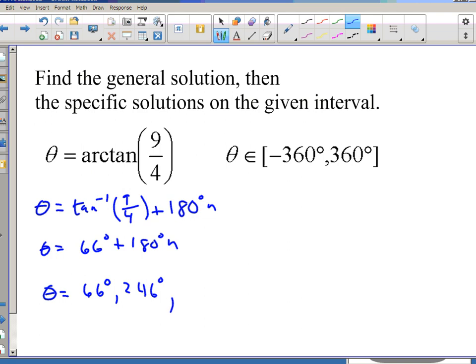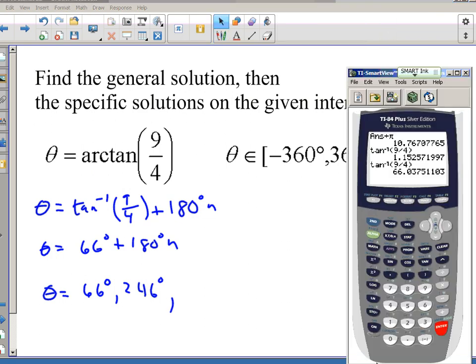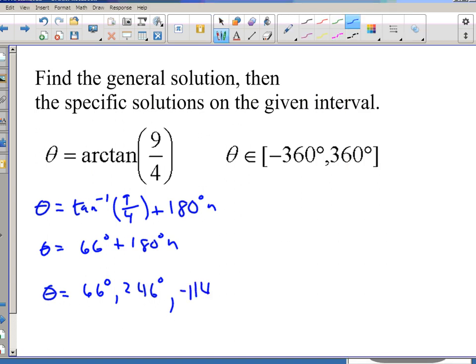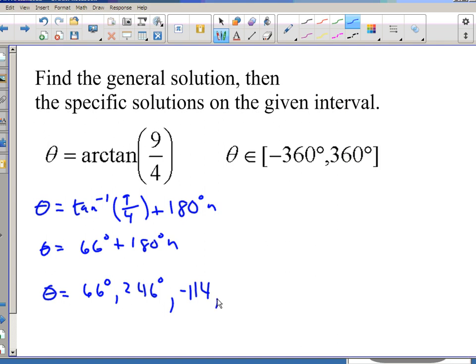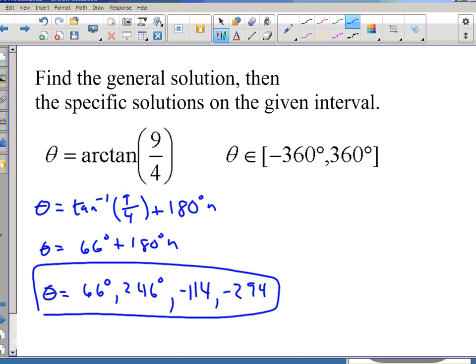Now I start subtracting 180s, and I'm not going to take a chance. I'll go 66 minus 180 and get negative 114 and minus 180 again. So here's all my answers, not in a nice order. I didn't go from least to greatest, but there's the values.